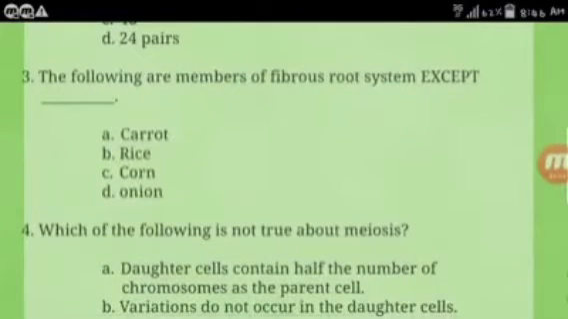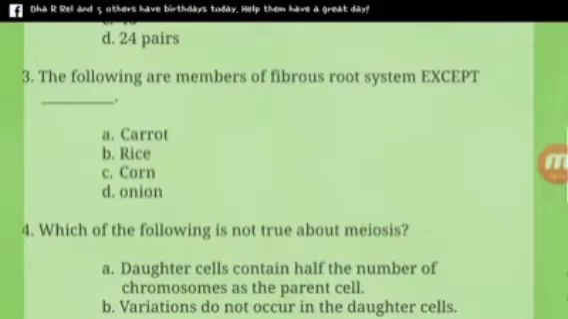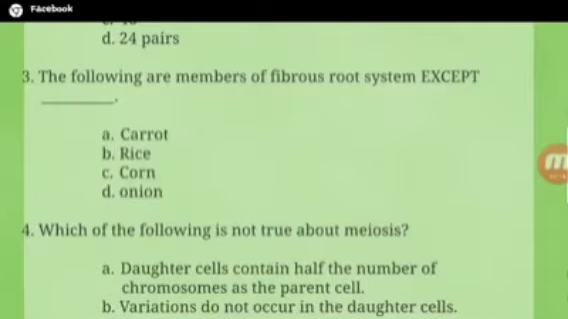Next, the following are members of the fibrous root system, except. When we say fibrous roots, the roots of these plants have the same sizes. The choices are carrot, rice, corn, onion. So the answer here is carrot because carrot belongs to the tap root system, wherein there is one big root and you can see the small roots around it.